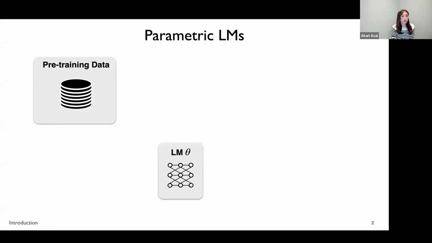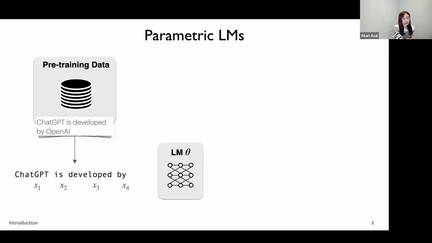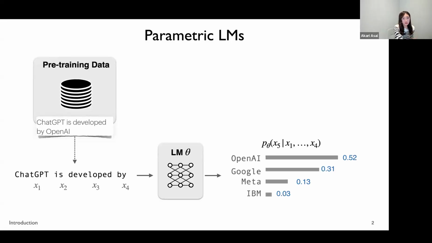Okay. Yeah. Language model pre-training involves two main components: massive pre-training data and the language model itself. During pre-training, documents like "ChatGPT developed by OpenAI" are sampled, and the model is given the prefix and predicts the next token. We update the model parameters so that language models learn to maximize the probability of the correct token, in this case, OpenAI. This process enables language models to encapsulate extensive world knowledge, language understanding, and generation capabilities entirely within their parameters.